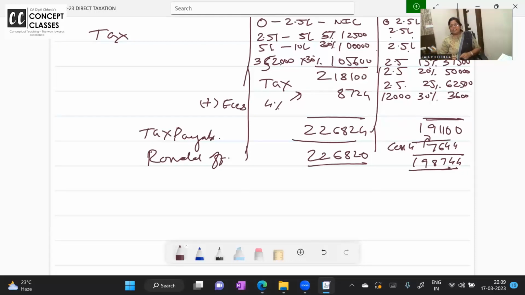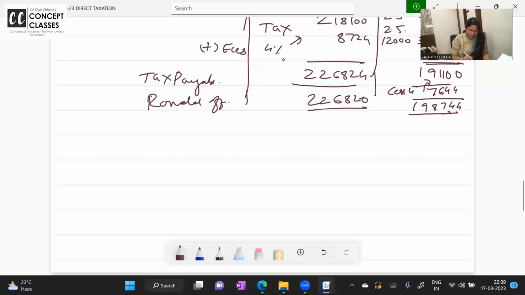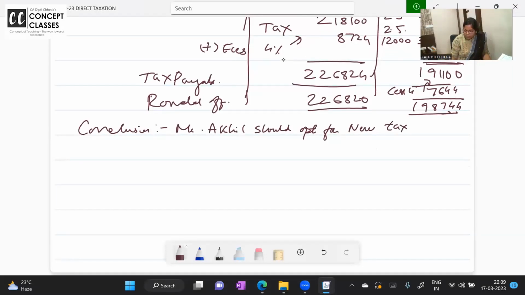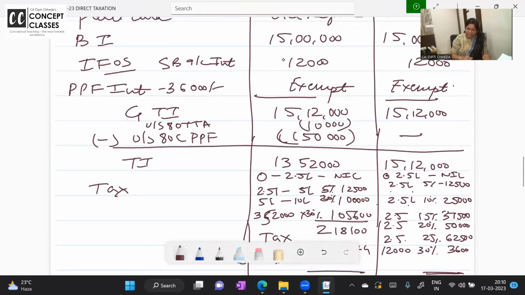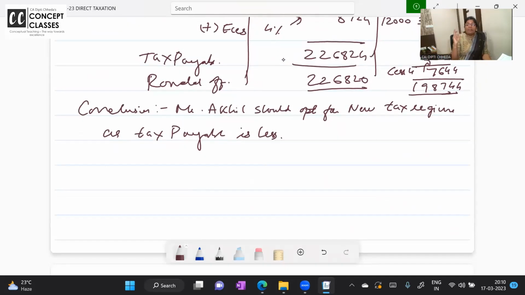So, which tax is beneficial for him, old or new? Which one is beneficial, old or new? New tax regime. Yes. So, like that, you have to write conclusion. Mr. Akhil should opt for new tax regime as tax payable is less. This is in the very first year, dear students, but he is having business income.